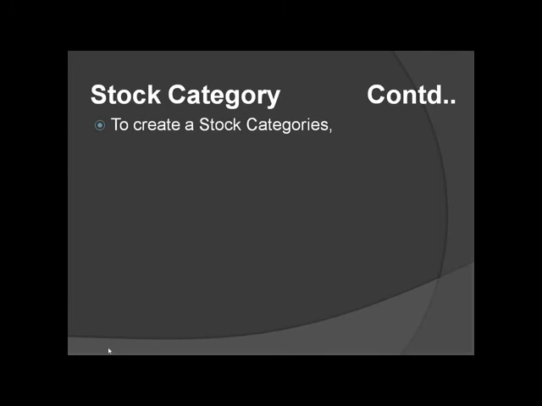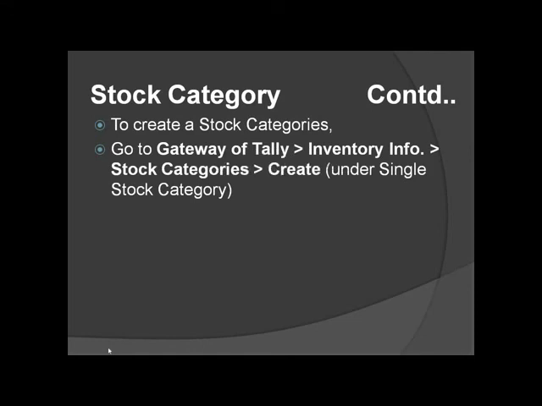Various operations can be performed on stock category. First, creation of stock category. To create a stock category, go to Gateway of Tally, select Inventory Info. It displays various inventory masters. From that, select stock category. Select Create under the Single Stock Category option to create a stock category one at a time.